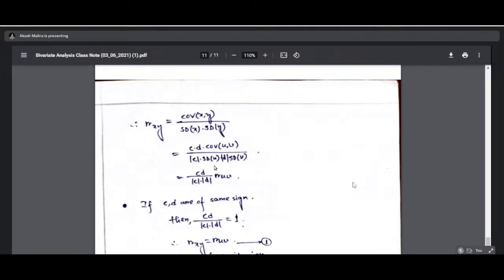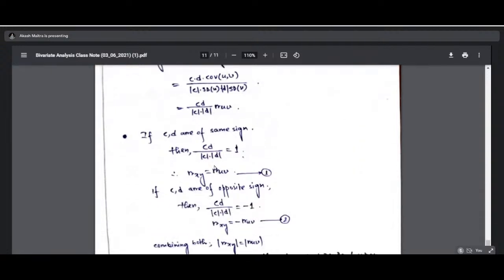Now consider two sets of examples, more precisely. If c and d are of the same sign, that is both positive or both negative, for example c equals 2 and d equals 3, then cd equals 6, modulus of c equals 2 and modulus of d equals 3, so the product of the moduli will be 6. So cd by modulus of c into modulus of d gives me the result 1.